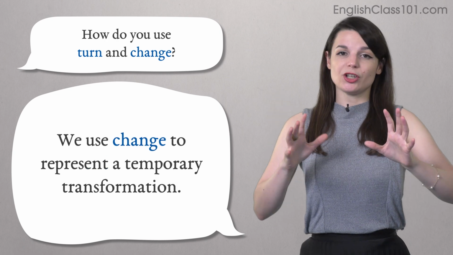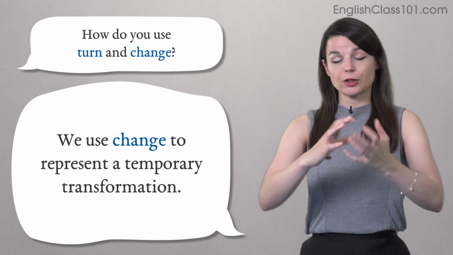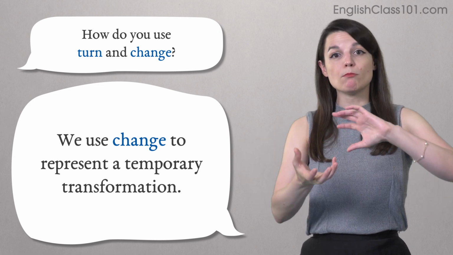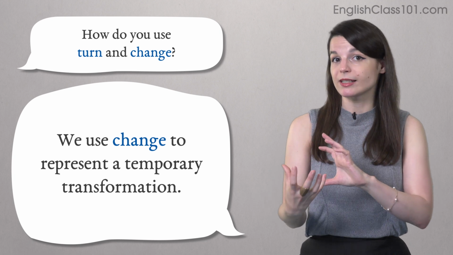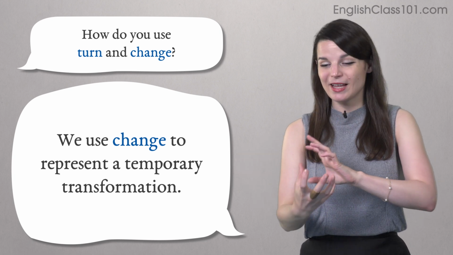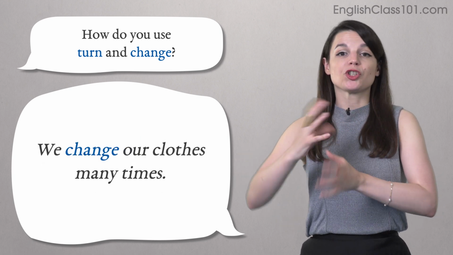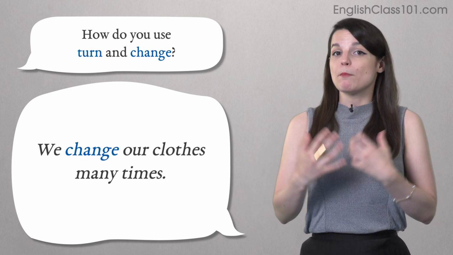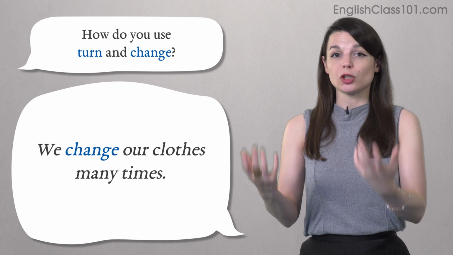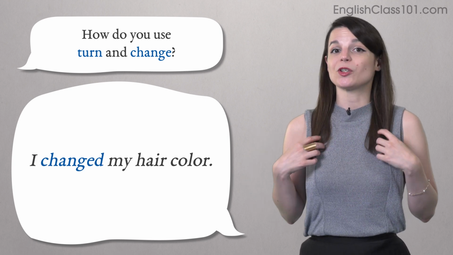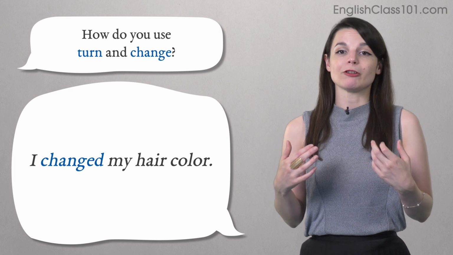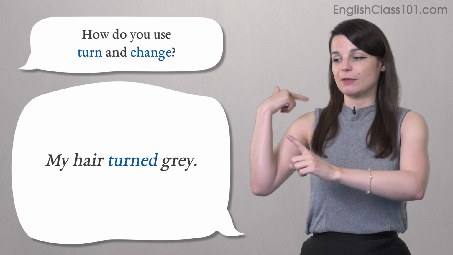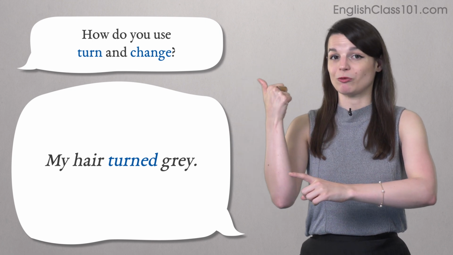When we use change, we use it to refer to a transformation or an alteration. But the idea is that more alterations are possible. So it's not just one time. Maybe we could, for example, change our clothes many times. Or we could say, I changed my hair color. That would be different from my hair turned gray. So in my hair turned gray, it means my hair is not going to come back to its original color.